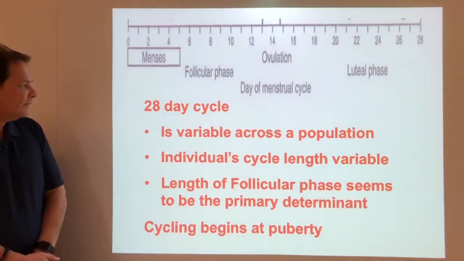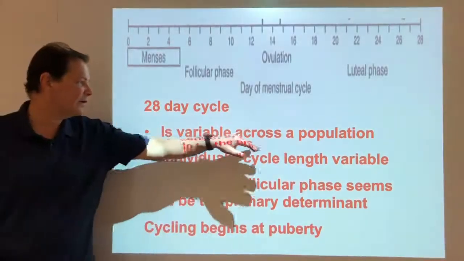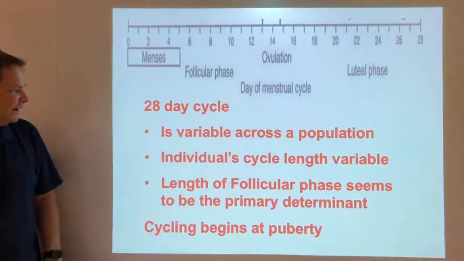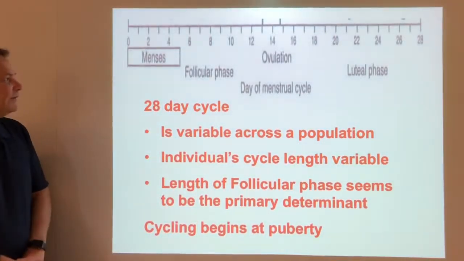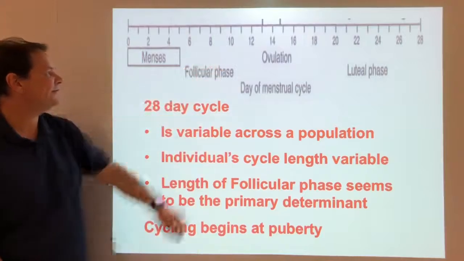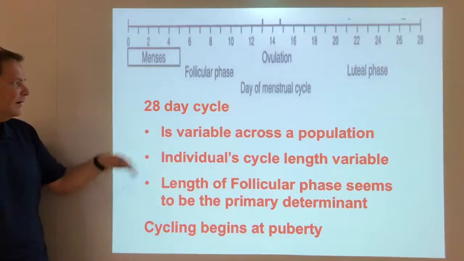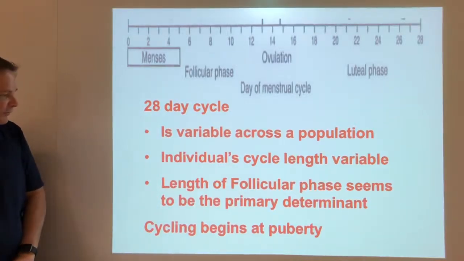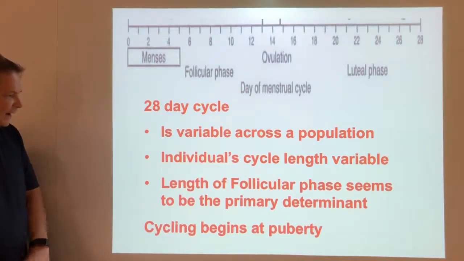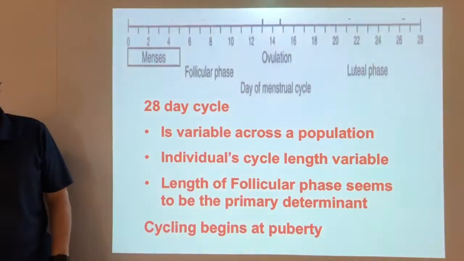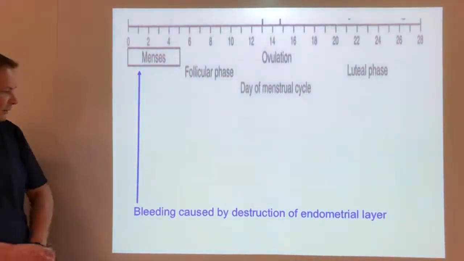The menstrual cycle is a 28-day cycle, more or less. It is variable across the population, and between individuals, that length seems to be primarily dependent upon the length of this follicular phase. It seems to be the phase that varies the most, and it seems to be the primary determinant of how long that cycle is going to be for you if you are a female. It begins at puberty, okay, and ends at menopause, of course.